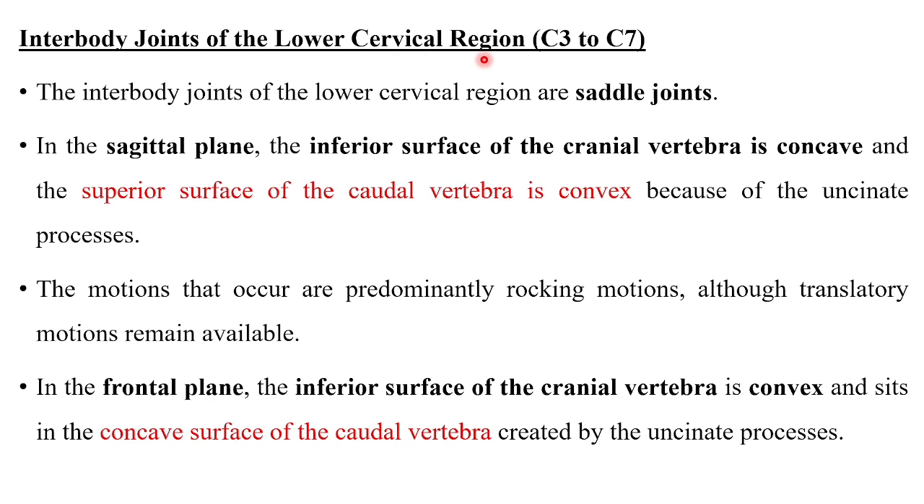Interbody joints of the lower cervical regions. The interbody joints of the lower cervical regions are saddle joints. In the sagittal plane, the inferior surface of the cranial vertebra is concave and the superior surface of the caudal vertebra is convex because of the uncinate process. The motions that occur predominantly are rocking motions, although translatory motions remain available. In the frontal plane, the inferior surface of the cranial vertebra is convex and sits in the concave surface of the caudal vertebra created by the uncinate process.